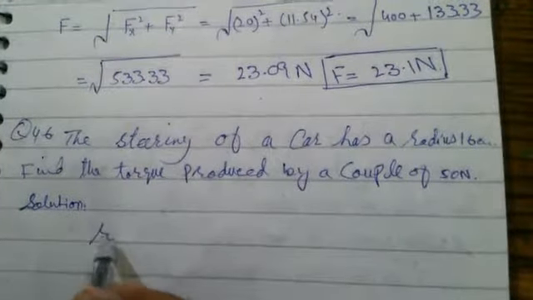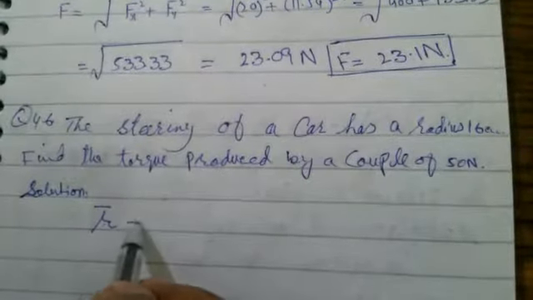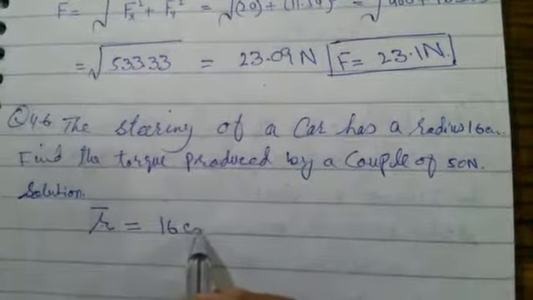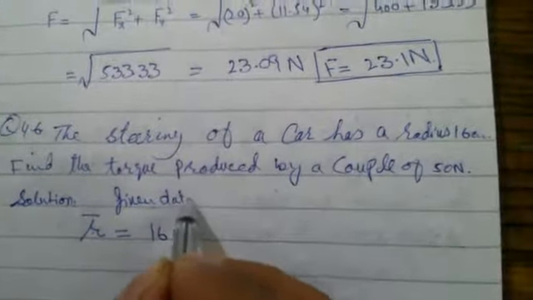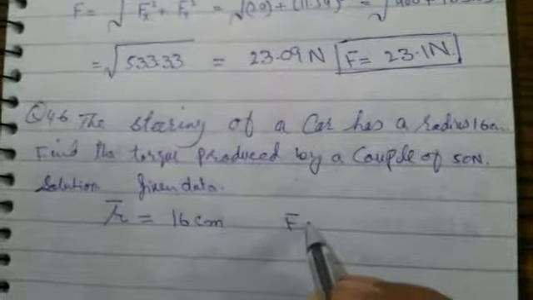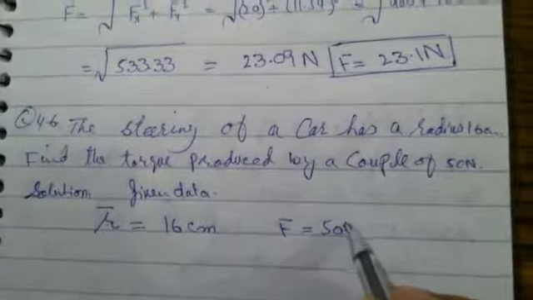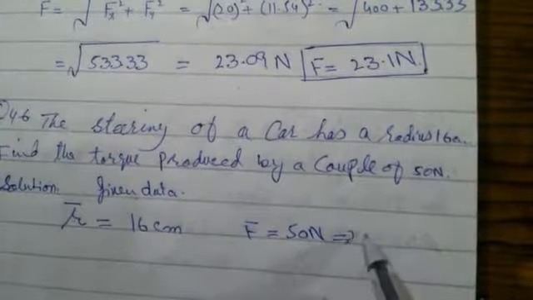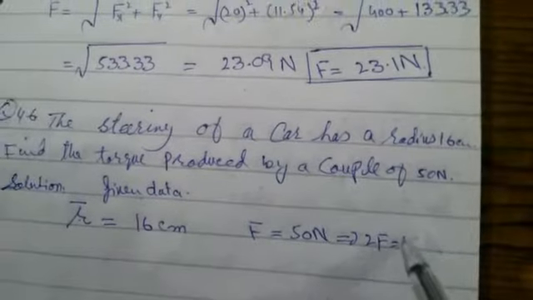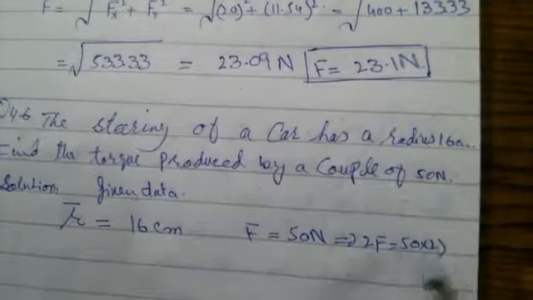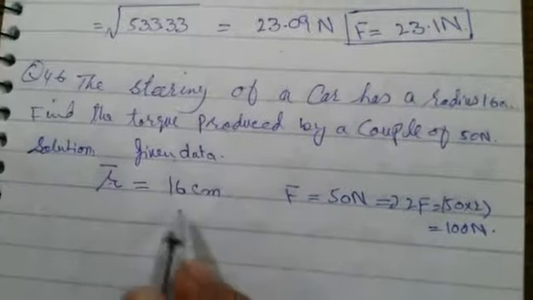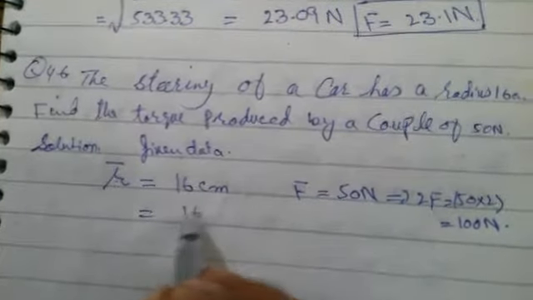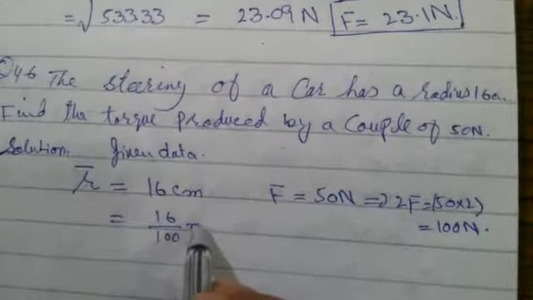Given data: R is equal to 16 centimeter, F is equal to 50 Newton, and this implies couple means 2F is equal to 50 into 2, which is equal to 100 Newton. R is equal to 16 over 100 meter, which is equal to 0.16 meter.